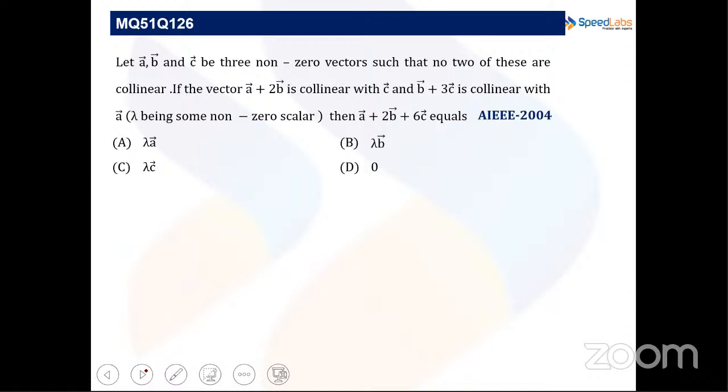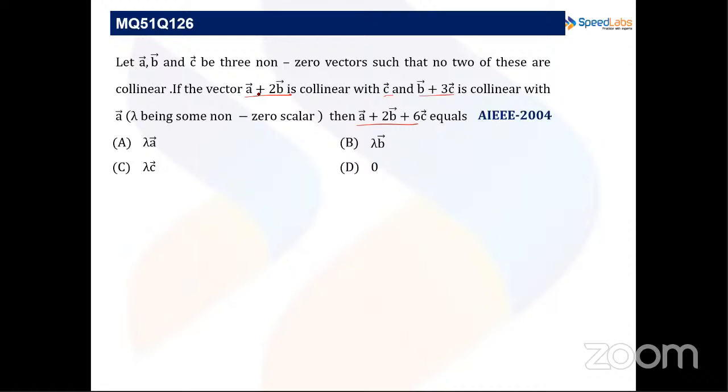Moving to the next question. We are given a, b, c, three non-zero vectors such that no two of these are collinear. If the vector a plus 2b is collinear with c and b plus 3c is collinear with a, then we need to find the value of a plus 2b plus 6c.